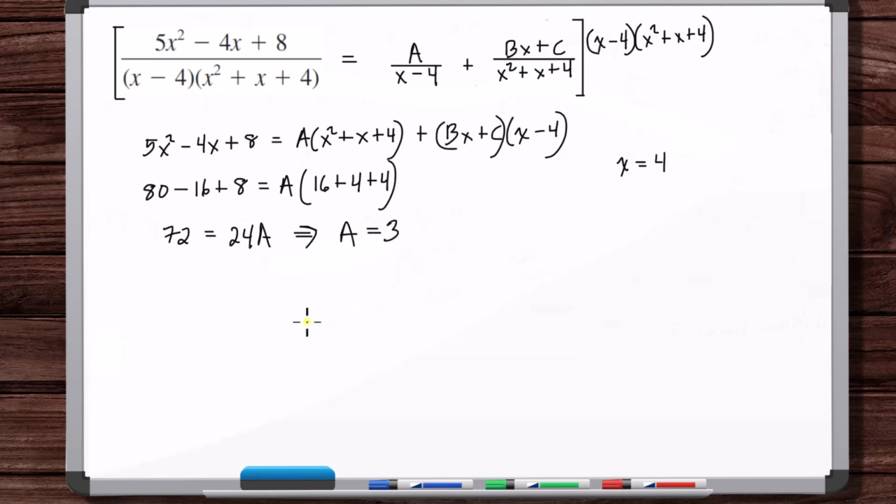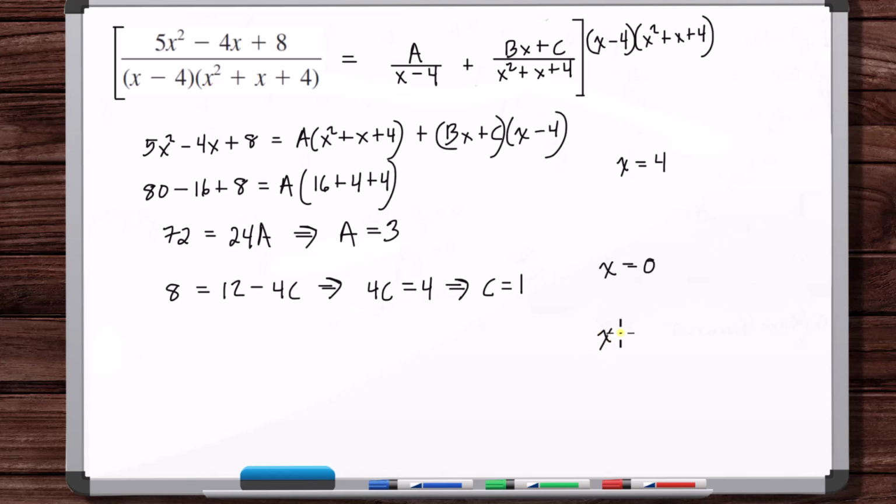Okay, so let's set x equal to 1. No, x equal to 0. Okay, so you've got 8 is equal to 4a plus c times x minus 4, so that's minus 4c. Okay, so 4c is equal to 4. C is equal to 1.